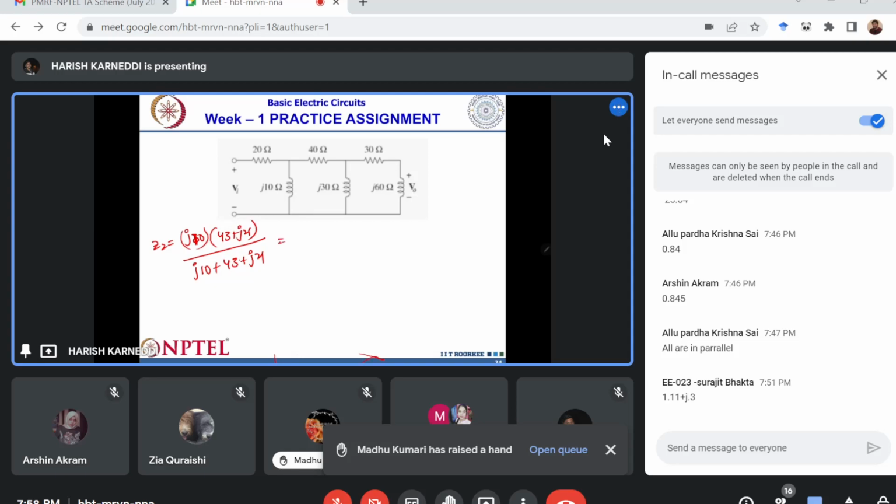What's this value? Which is 10J into 43 plus 21J by 10J plus 43 plus 21J, which is 1.53 plus 8.89J.